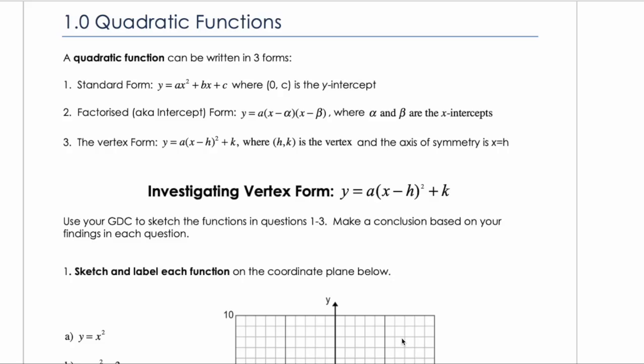Hello, this is Mr. Collier, and today we're graphing quadratic functions. Let's take a look at, well, first of all, there's three forms.